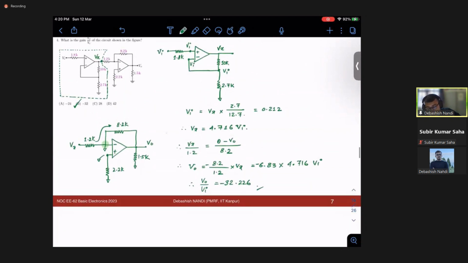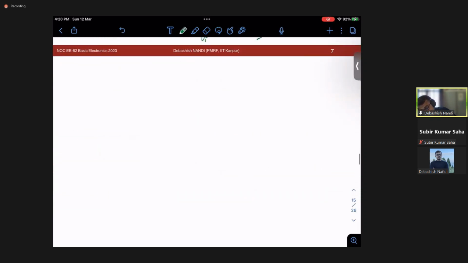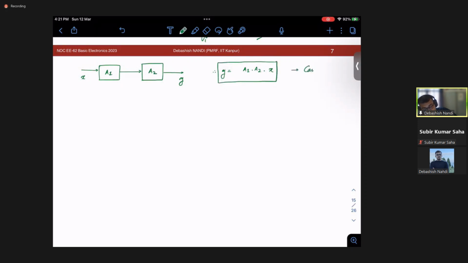Okay. So this is one way to analyze this circuit. In this regard, I want to mention something. Suppose you have two stages, right? Let's say this is gain A1, this is A2, this is X, this is Y. So you will write simply that Y equals A1, A2 into X, right? This is called a cascade configuration, right? But is this always true? Can you always do this A1 into A2?